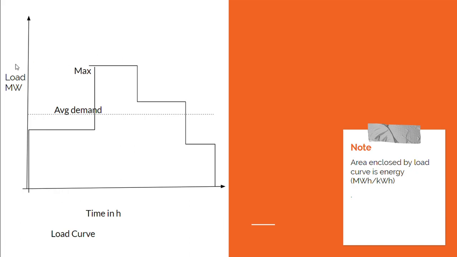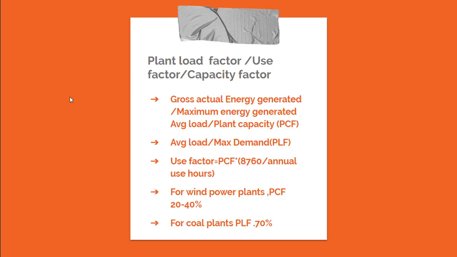Suppose the capacity and the maximum load happen to be the same. So suppose the plant is of 100 megawatt capacity and the maximum demand is also 100 megawatt. In that case, it is obvious that the plant capacity factor and the plant load factor would be the same. So when the plant capacity is equal to maximum demand, the PCF, that is the plant capacity factor, is the plant load factor.